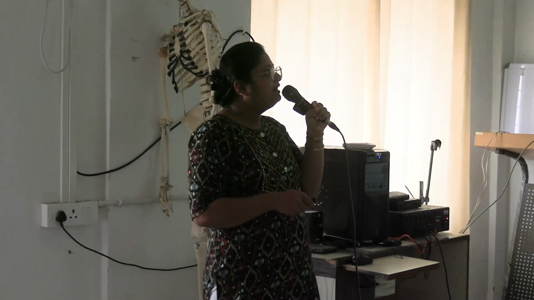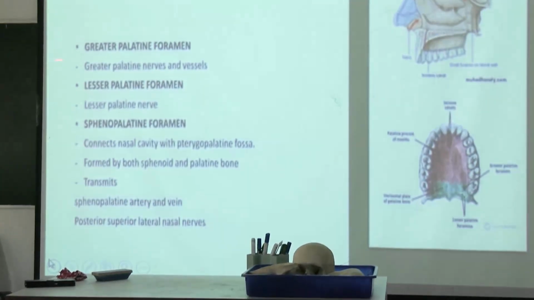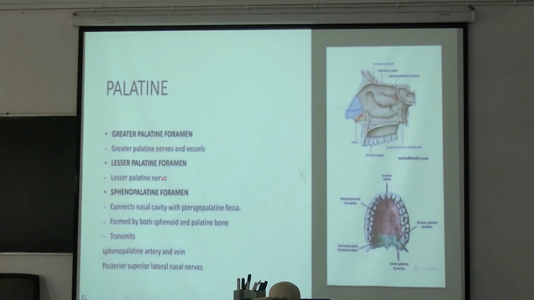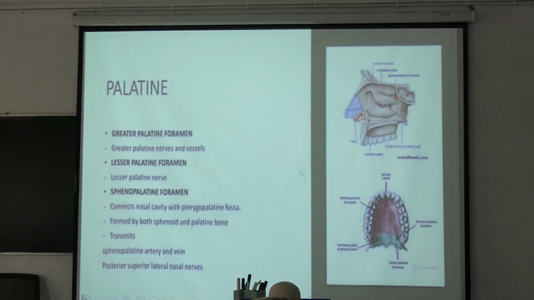Next, we are going to the palatine bone. Here is the location of the palatine bone. Here is one vertical plate and one horizontal plate. There is the greater palatine foramen; see here, this is its location. The greater palatine foramen gives passage to the greater palatine nerves and vessels, and the lesser palatine foramen is located posterior to the greater palatine foramen. Here, the small foramina are the lesser palatine foramina, and they give passage to the lesser palatine nerve.